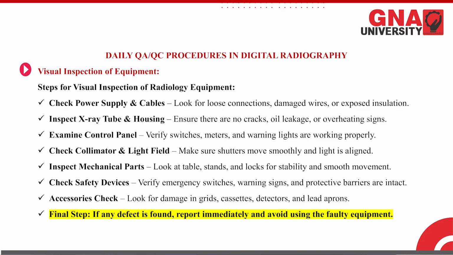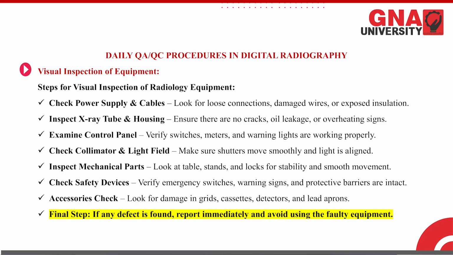the shutters of the collimator are working properly or not, are they moving smoothly or not, and the light and the line alignment, which helps us in proper centering of the equipment and proper centering of the patient. We have to check whether it is aligned in the center, aligned properly, or deviated. This is also part of the visual inspection of the equipment.